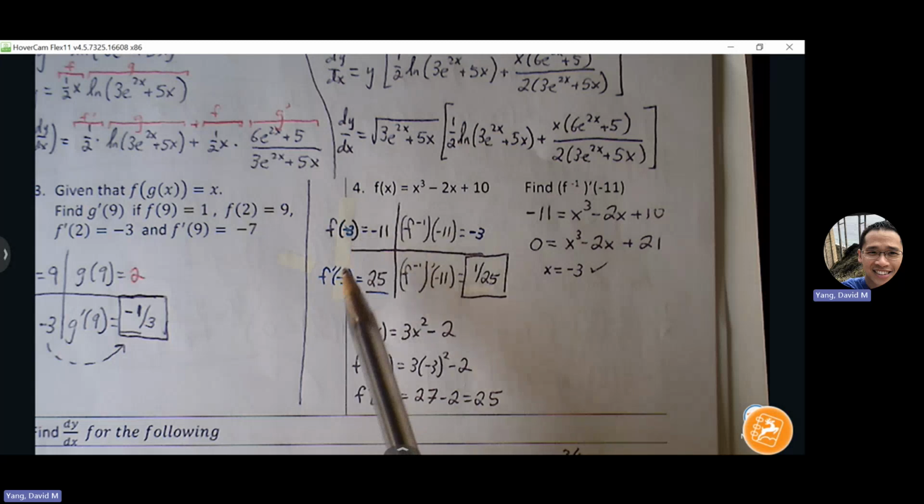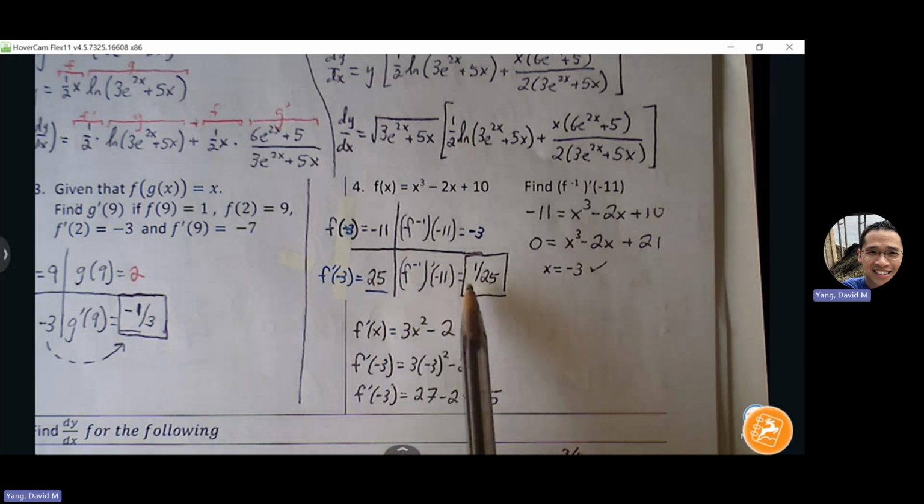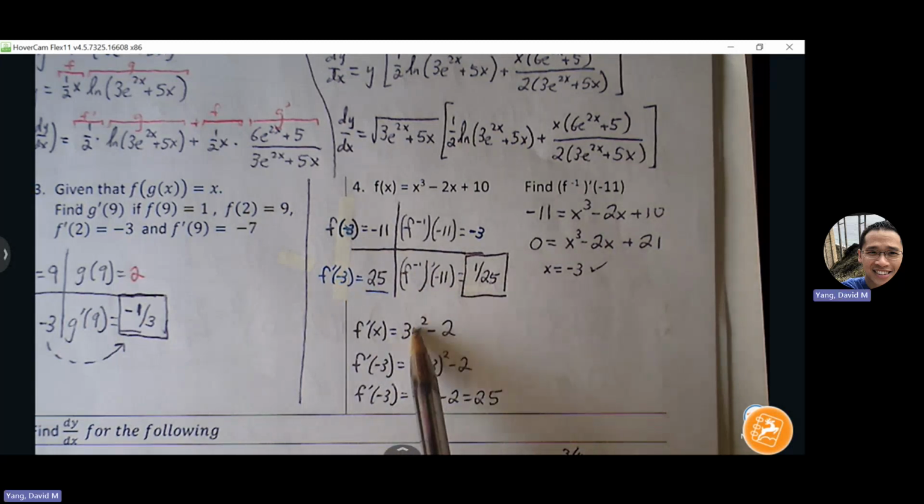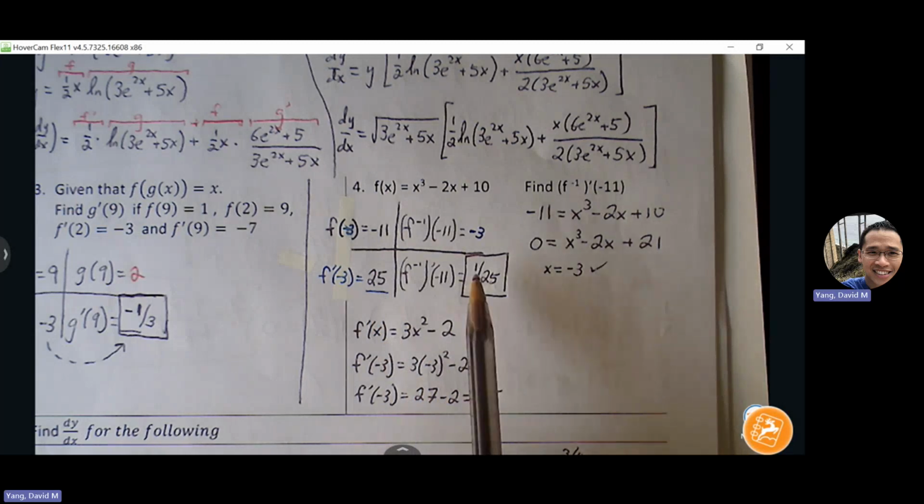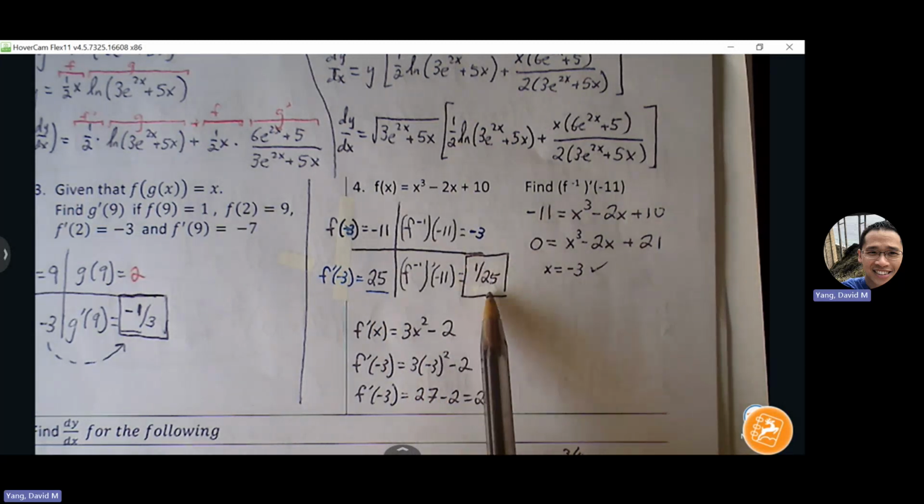If I can find f prime of negative 3, then that slope will lead me to the slope I'm really looking for. So f prime of x, go through the power rule, plug in negative 3 to get my slope. Once I get my slope, I can flip it to get the real slope that I'm looking for.